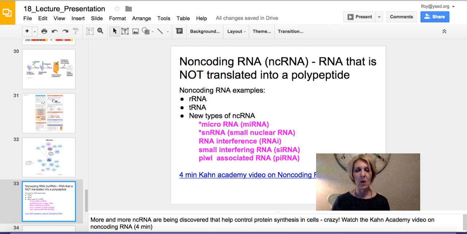So one classification of RNA is called non-coding RNA, or ncRNA. And this is going to be RNA that is not translated into a polypeptide. So examples of non-coding RNA that we already know about are rRNA, so that's the type of RNA that makes up ribosomes, and transfer RNAs, which we know are the little shuttles that bring the amino acid to the correct spot on the messenger RNA. But we have all these different new types of non-coding RNA that we have just discovered.